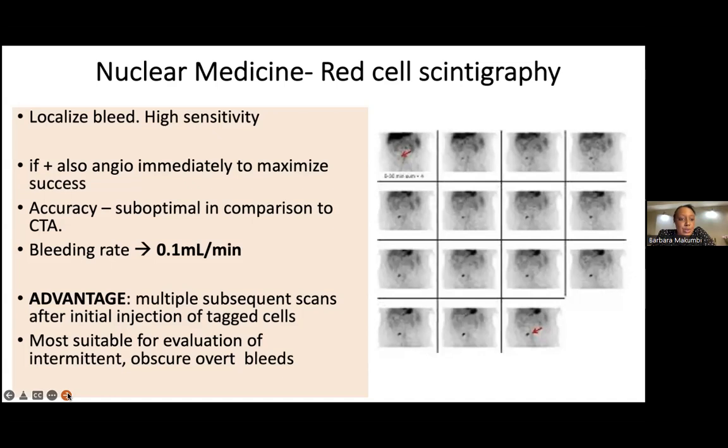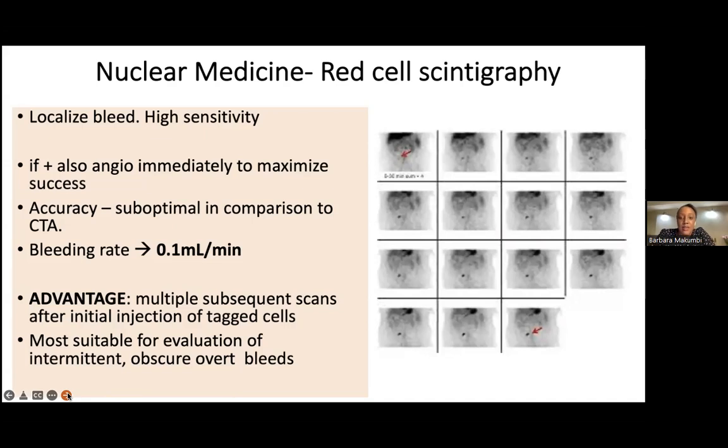And also, you need to go to angiogram after you detect your lesion, to maximize success of your angio. Advantages of your red cell scintigraphy include that you can inject the radio-labeled red cells and still do subsequent scans after the initial injection. The other important point to note is that it's actually the best test for obscure and overt bleeds.